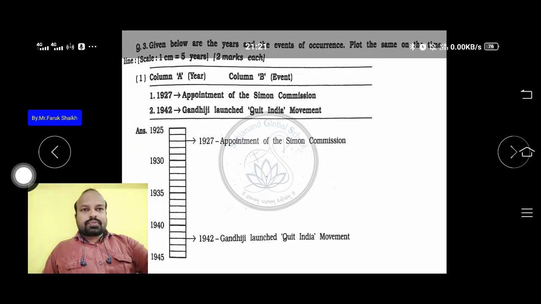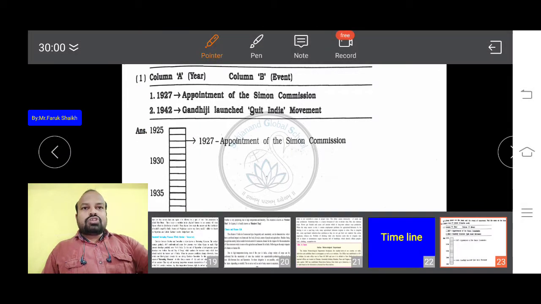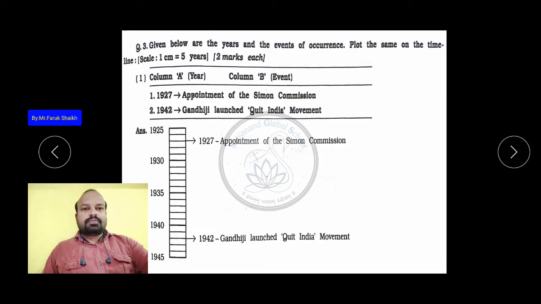Okay, so here is the question: given below are the years and events of current occurrence. Plot the same on the timeline scale. 1 centimeter is equal to 5 years.